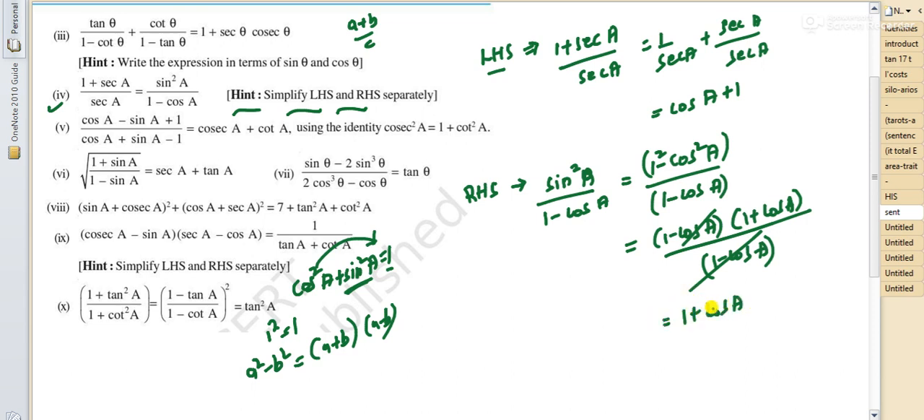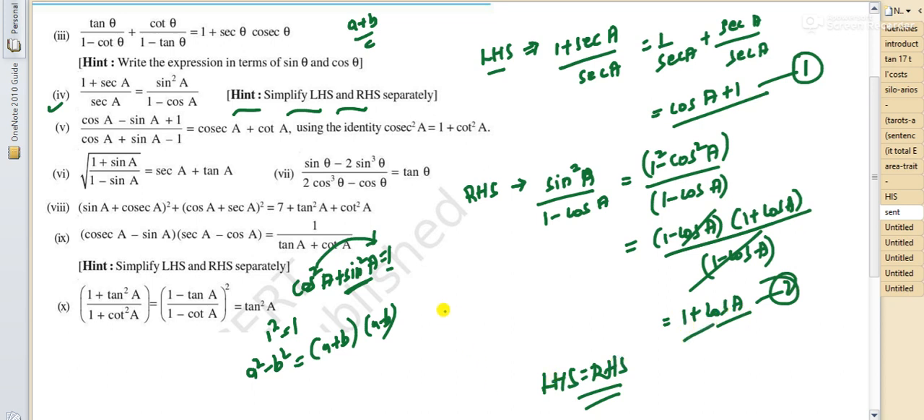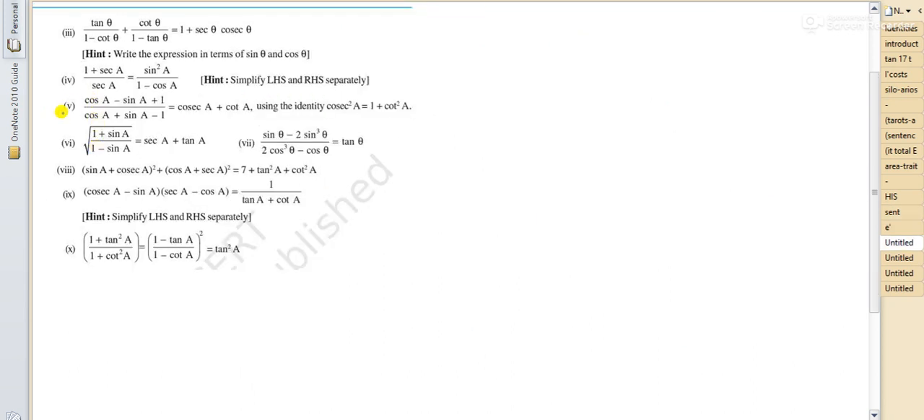cos A. So if you compare this LHS, that is equation 1 and 2, we can say that LHS is equal to RHS, hence proved. Here you have got cos A plus 1, again cos A plus 1, right? So I hope you have understood this. Now moving to question number 5.